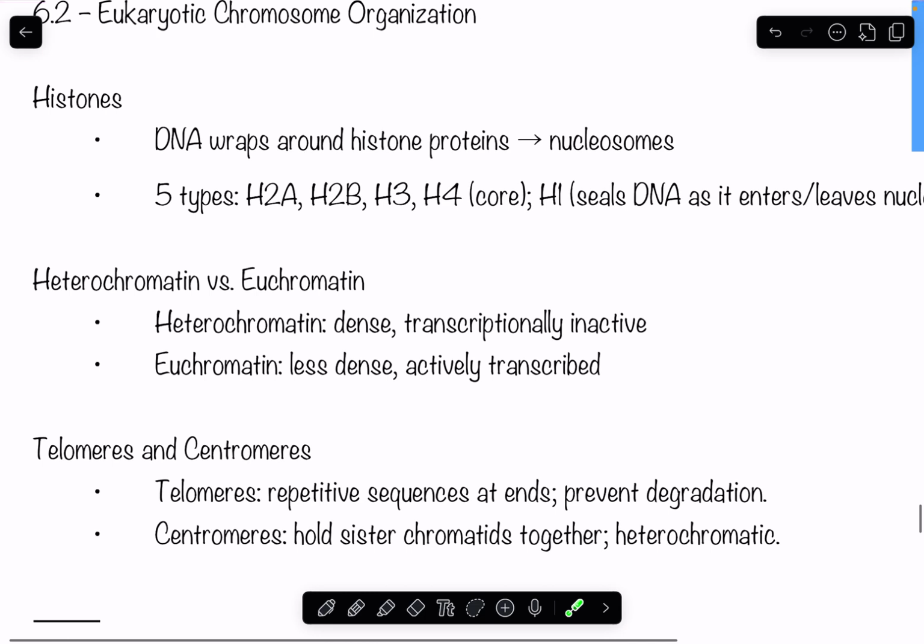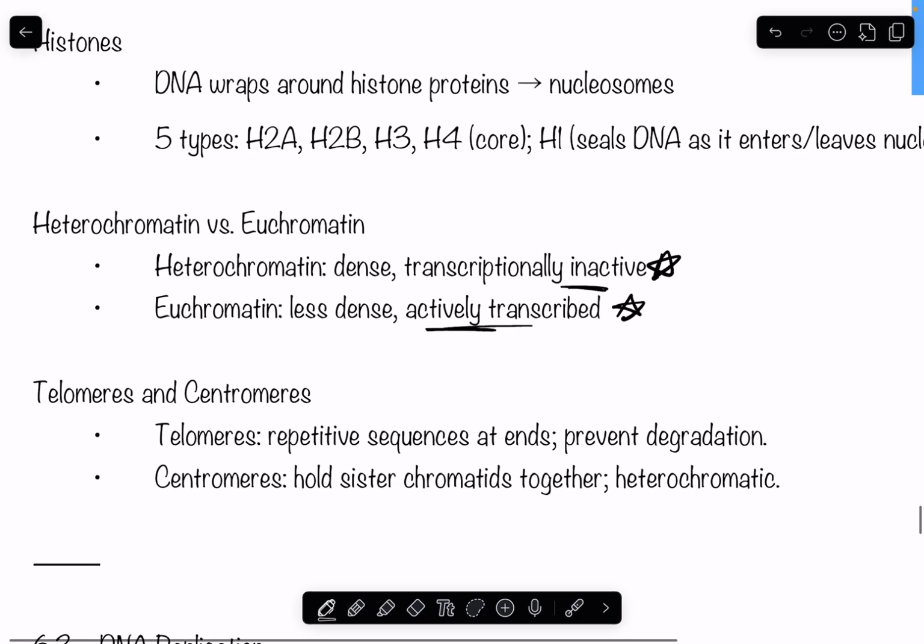So next we need to go over heterochromatin and euchromatin. So heterochromatin is dense and transcriptionally inactive. Okay, so these two concepts are pretty important to know the difference between, and I look at it as like 3 points because you will get questions on it. So just know euchromatin is transcriptionally active, and heterochromatin is transcriptionally inactive, and you should be okay.